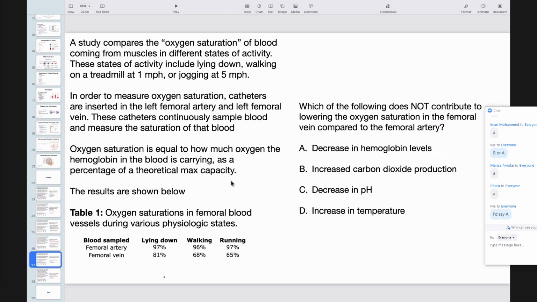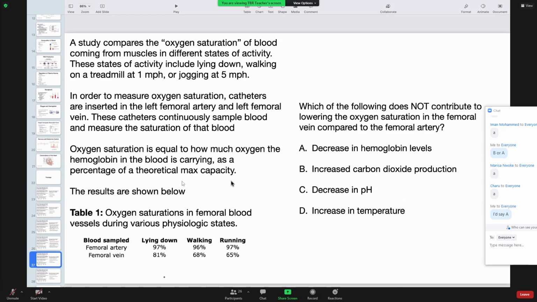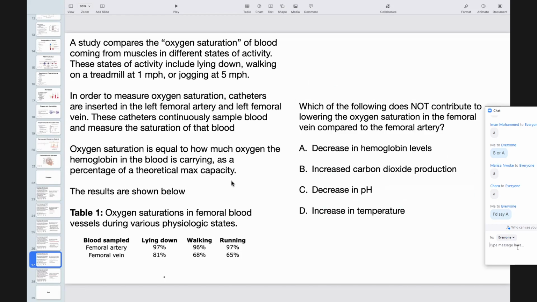And last question: which of the following does not contribute to the lowering in the oxygen saturation in the femoral vein compared to the femoral artery? Okay, so think about this one closely. This one usually trips people up. Give it a shot.